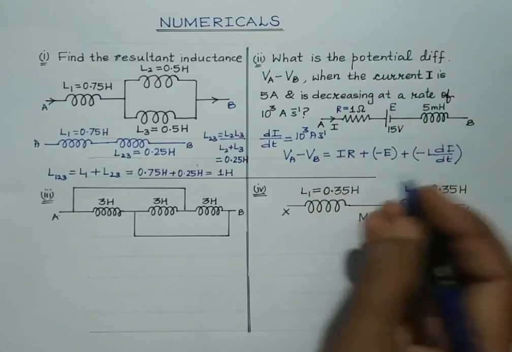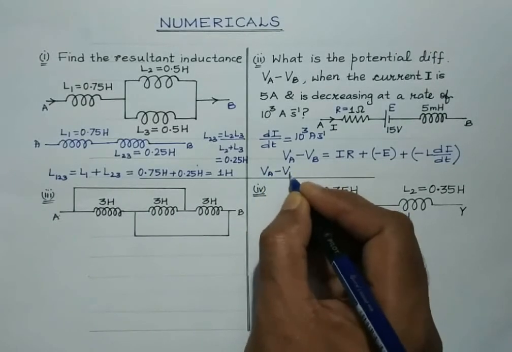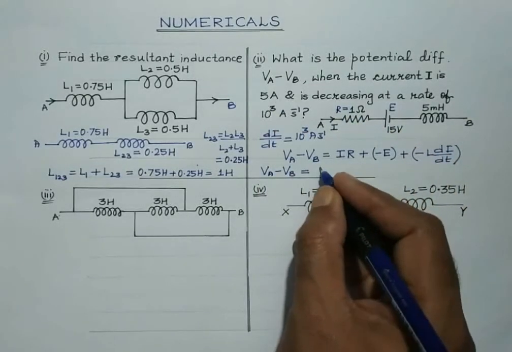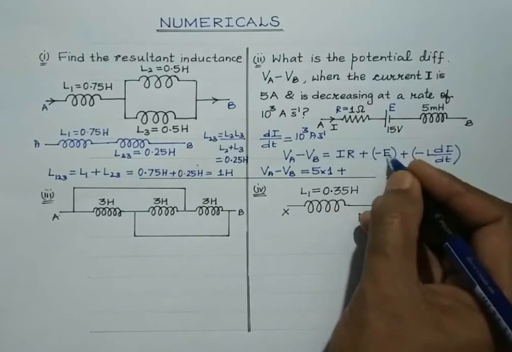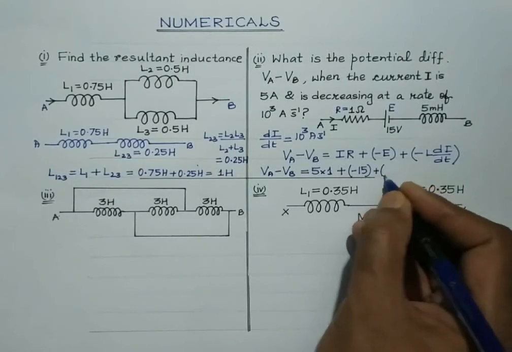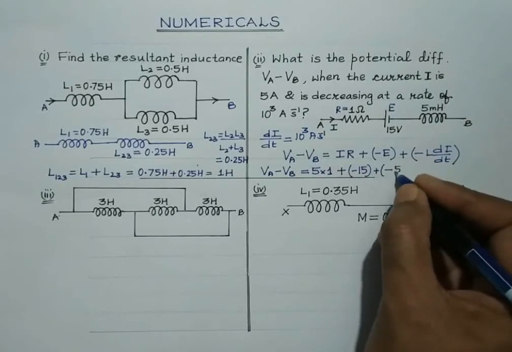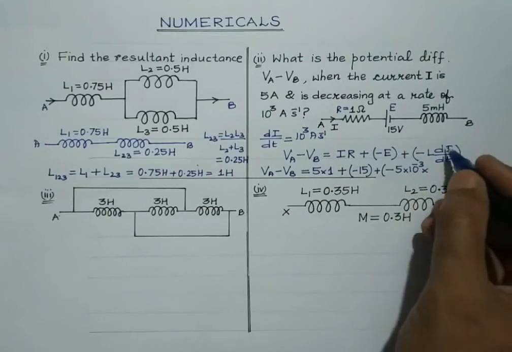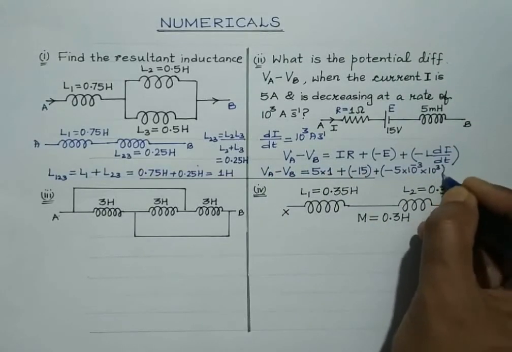So the potential difference between the points A and B would be given by VA minus VB is equal to IR. Current at that instant is 5, resistance is 1, plus minus E, that is minus 15, plus minus L di by dt. The self-inductance of this coil is 5 millihenry, so it will be 5 into 10 raised to minus 3 henry. And di by dt, the rate of change of current, is 10 raised to power 3.